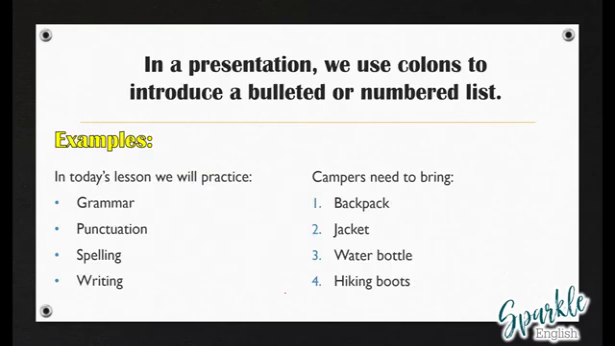We also use colons to introduce a bulleted or numbered list. So if you were doing a PowerPoint presentation or creating a flyer or pamphlet, you would use colons to introduce this list. This is also common if you're using colons on your website, for example. In today's lesson, we will practice: grammar, punctuation, spelling, writing. Campers need to bring: backpack, jacket, water bottle, hiking boots.